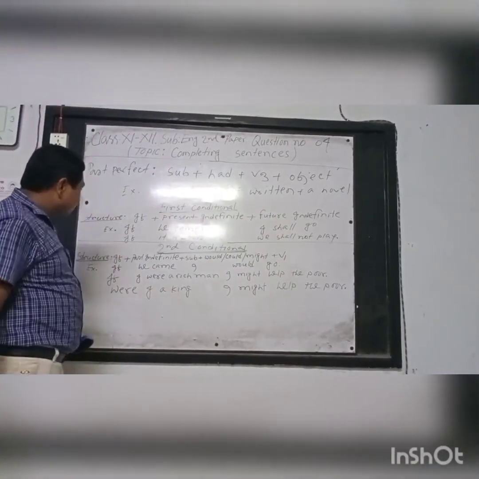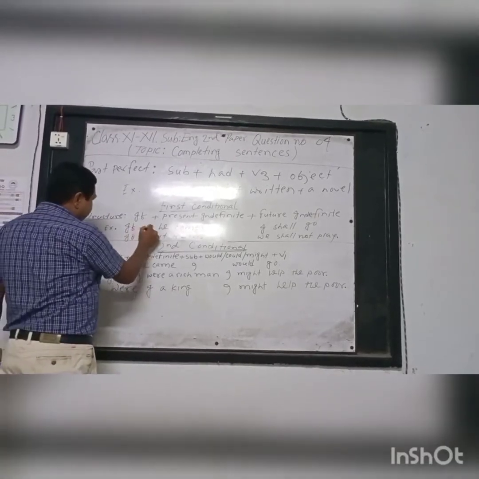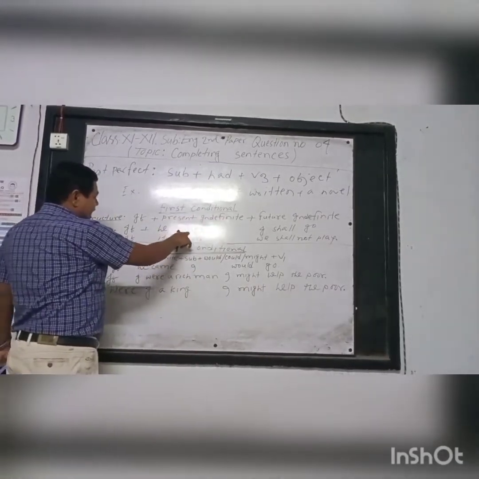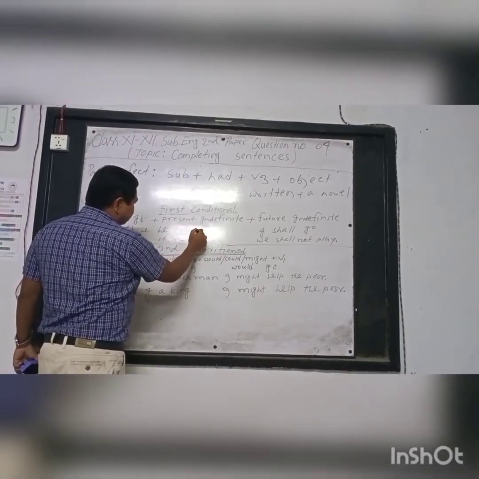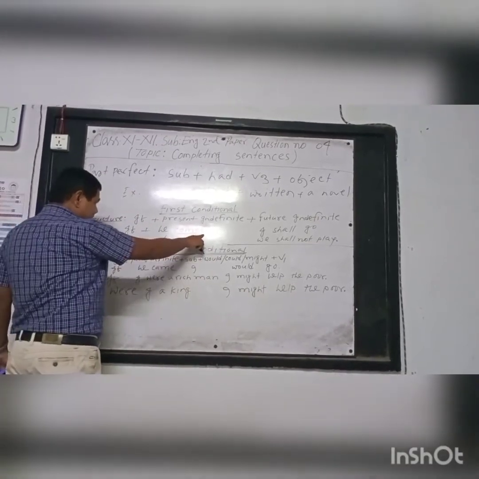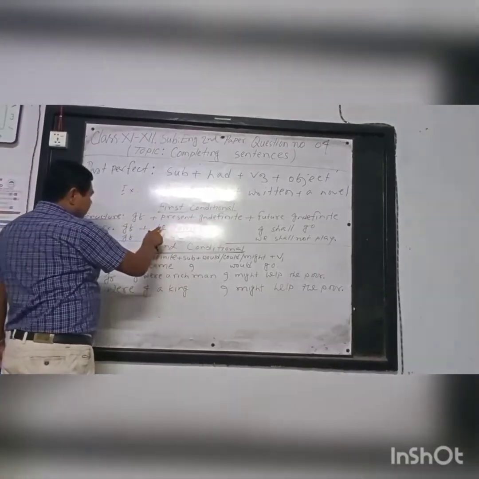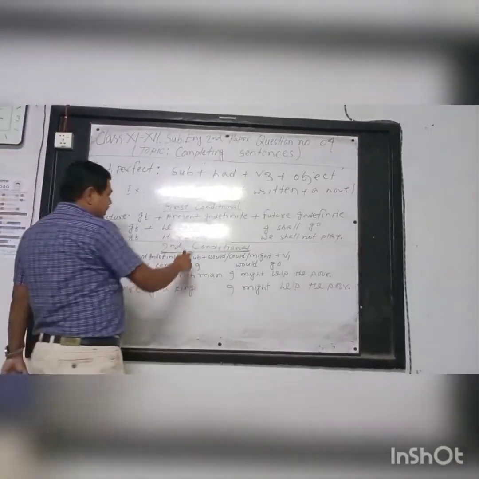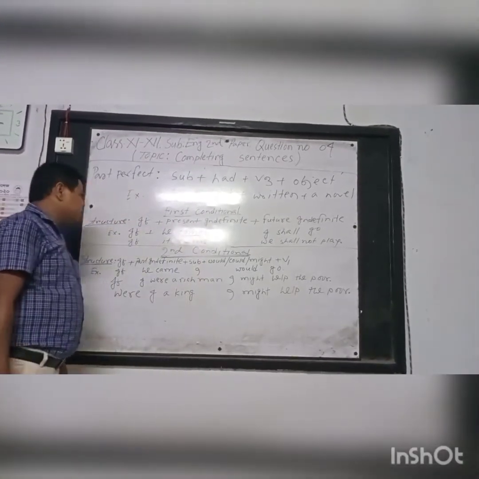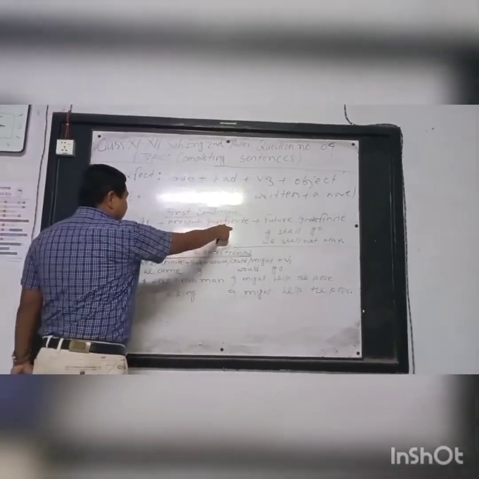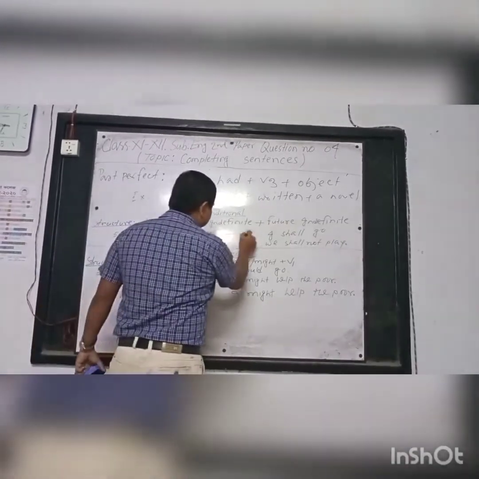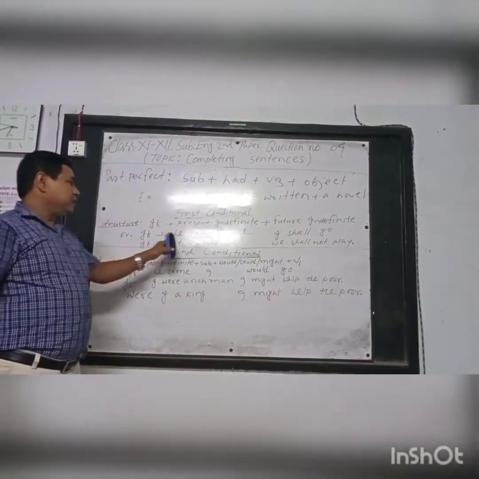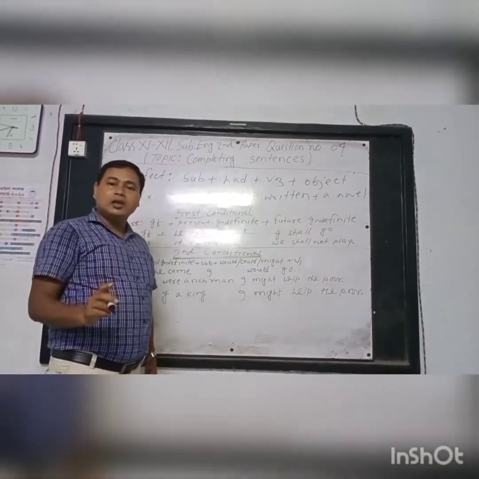For example, look at the example. First comes if, then present indefinite: he come plus s. Why is this one s? Because this one is present indefinite. He is third person singular number. That's why we have added s with the base form of the verb. If he comes, I shall go.